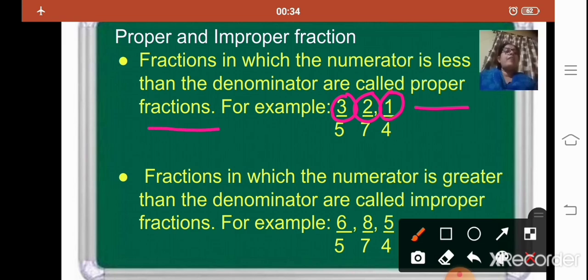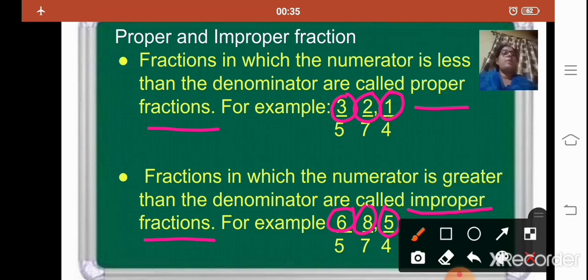Okay, and fractions in which the numerator is greater than the denominator are called improper fractions. So you have to keep this in mind, proper and improper fractions. Where the numerator is less than the denominator, such fractions are called proper fractions, and where the numerator is greater than the denominator, such fractions are called improper fractions.